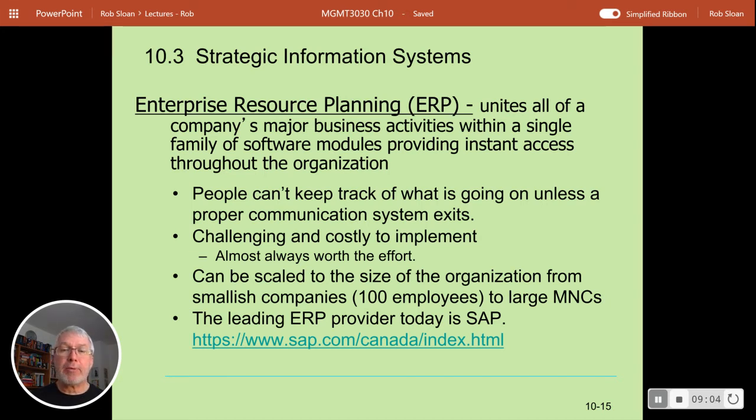The leading ERP provider today is a company called SAP, a German company. I've given you a link there that you can go and examine the company if you aren't familiar with them already.